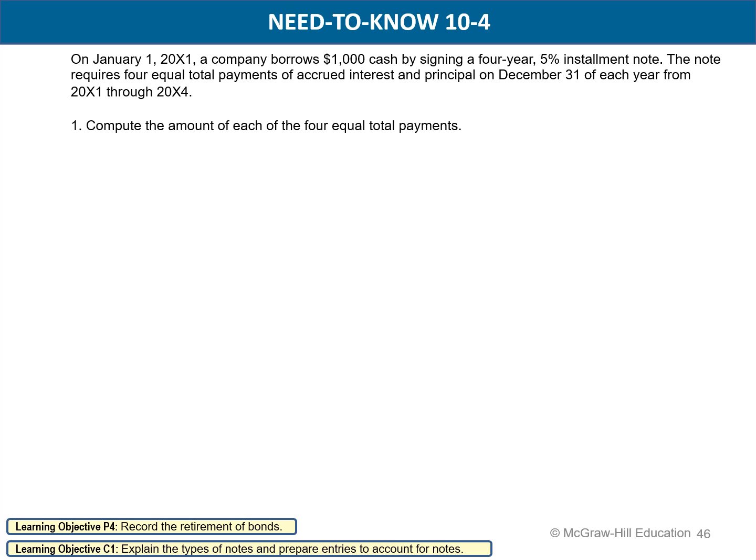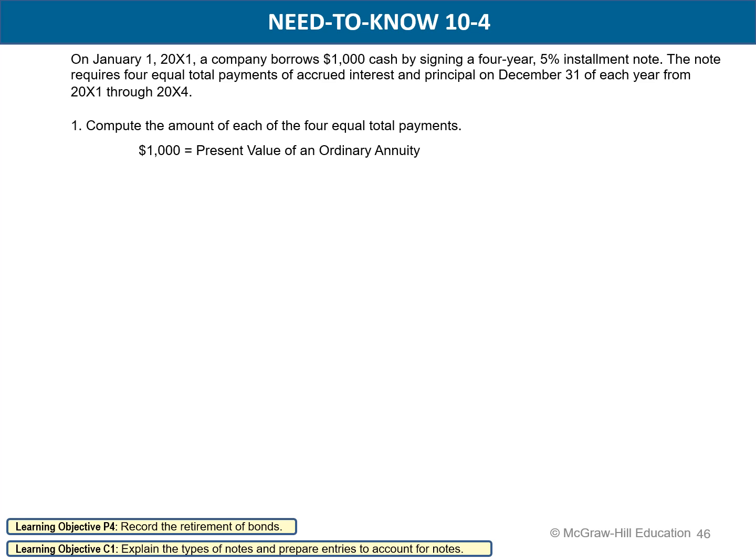All right, so let's look at this example. On January 1st, 2000X1, the company borrows $1,000 cash by signing a 4-year 5% installment note. The note requires 4 equal payments of accrued interest and principal on December 31st each year from 2000X1 to 2000X4. So compute the amount of each of the 4 equal payments.